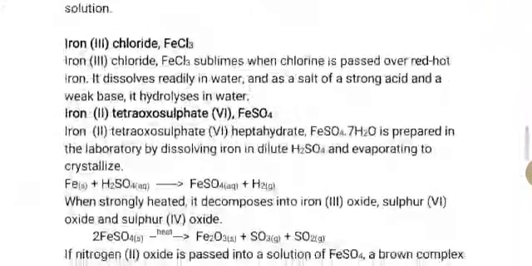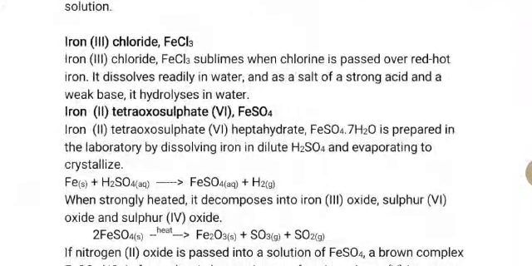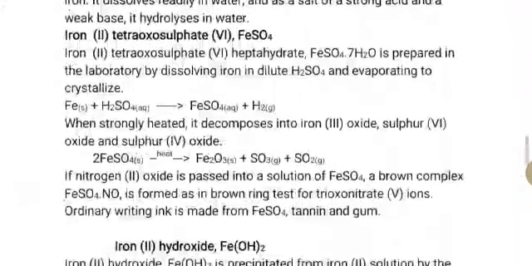Iron 3 chloride. Iron 3 chloride, FeCl3, sublimes when chlorine is passed over red hot iron. It dissolves readily in water, and as a salt of a strong acid and a weak base, it hydrolyzes in water. Another compound of iron is iron 2 tetraoxosulfate 6, FeSO4.